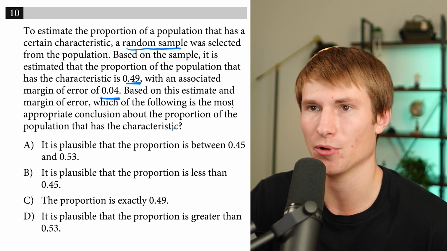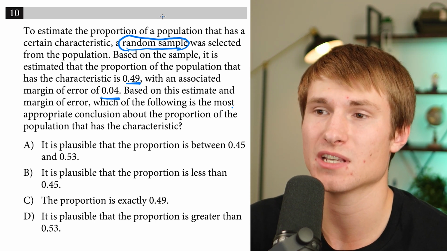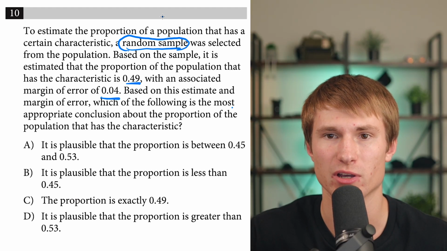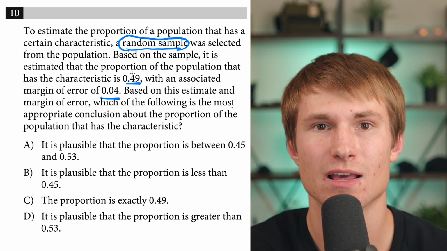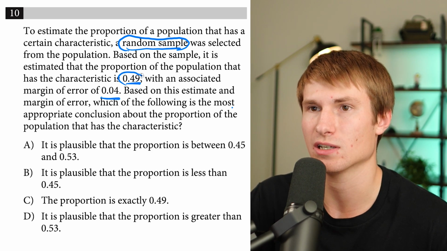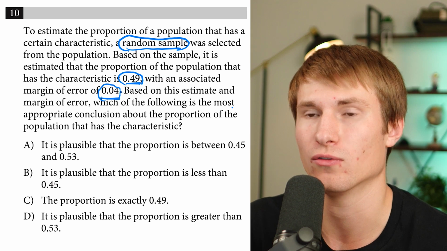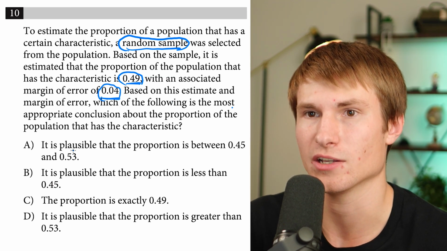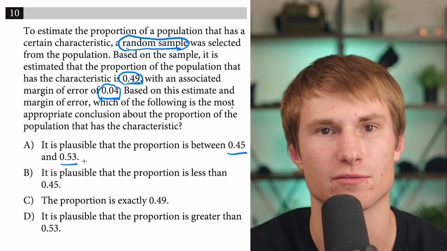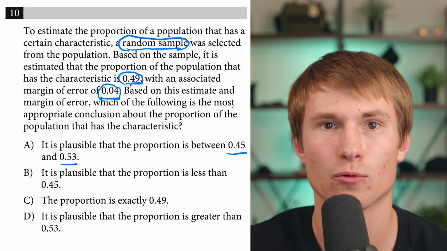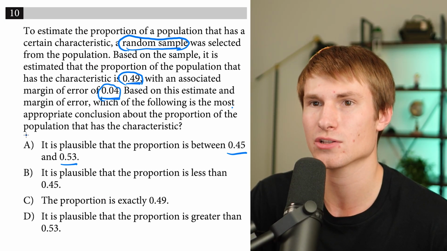A couple things I want to point out here. Number one, we are taking a random sample. It's very important we take a random sample because if we don't, we can't apply it to the general population. It has to be a random sample. In this case, it is, so that's perfect. Now, the next thing we need to note is that the estimated proportion of the population that has a characteristic is 0.49 with an associated margin of error of 0.04. So what that means is answer choice A. It's plausible that the proportion is between 0.45 and 0.53. And you get that by adding 0.04 to 0.49 and subtracting 0.04 from 0.49. So our answer there has to be answer choice A.